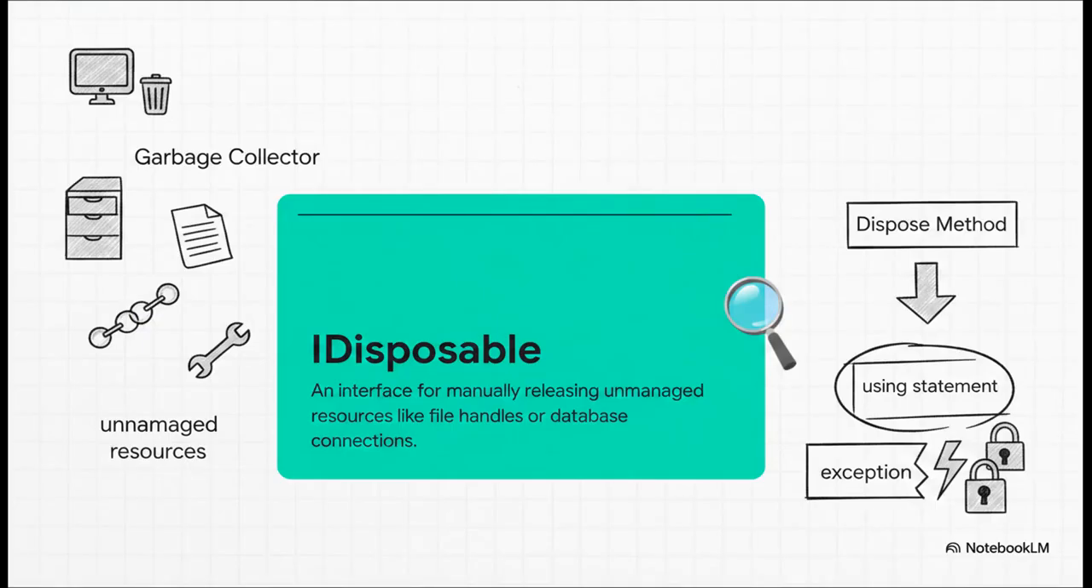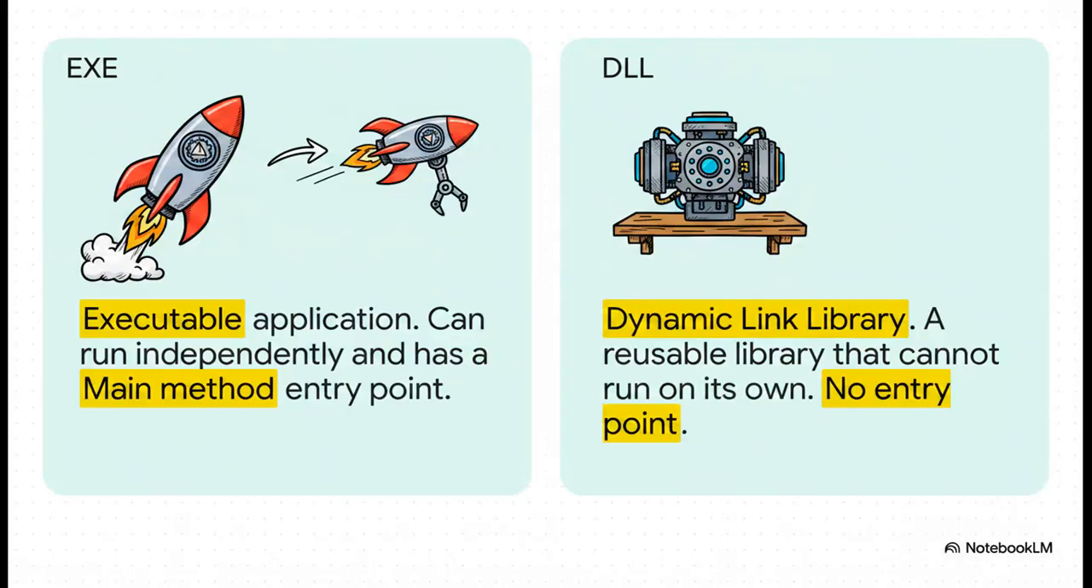First up, IDisposable. The garbage collector is great at cleaning up memory, but it doesn't know about things like open files or database connections. That's on you. IDisposable is the standard way to signal that your object holds on to these kinds of resources. And the best practice? Always pair it with a using statement. That guarantees your object's Dispose method gets called to clean up, even if an error happens. This might seem basic, but it's important.